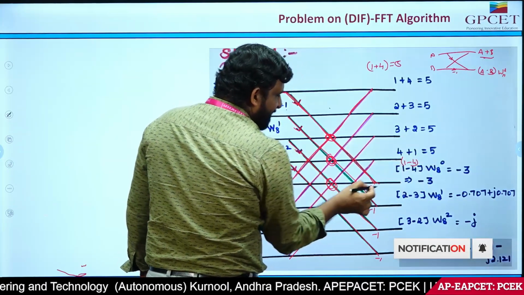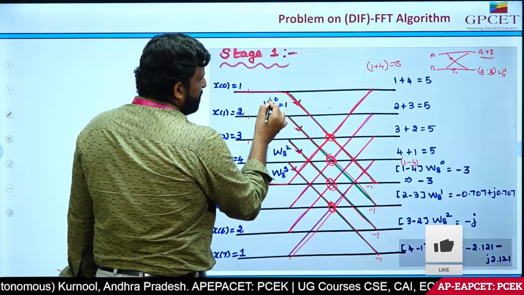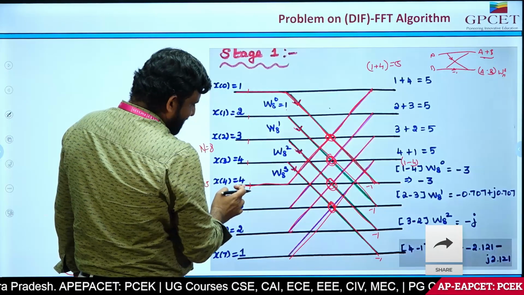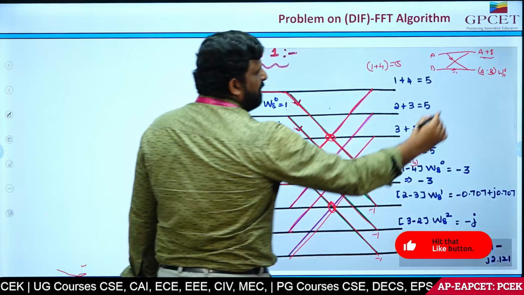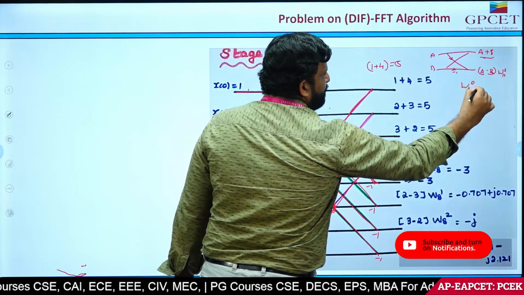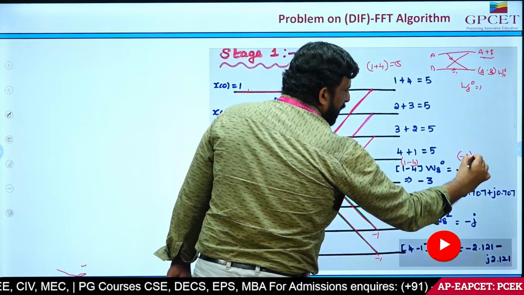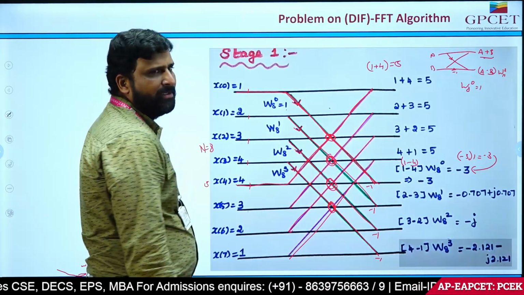And what is the product for this? Just observe. Go upside. Yeah. W8 to the power of 0 is multiplied for this particular. So, 1 minus 4 into W8 to the power of 0. And you know the value of W8 to the power of 0? It will be equal to 1. So, 1 minus 4, which is equal to minus 3 into 1, that is equal to minus 3. So, first two terms we got completed.